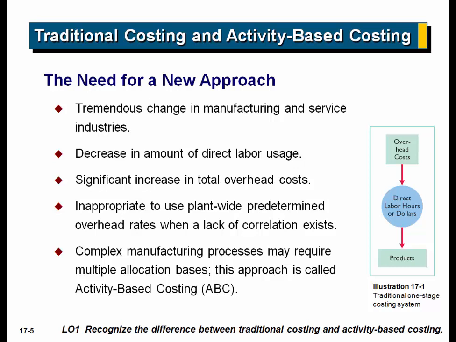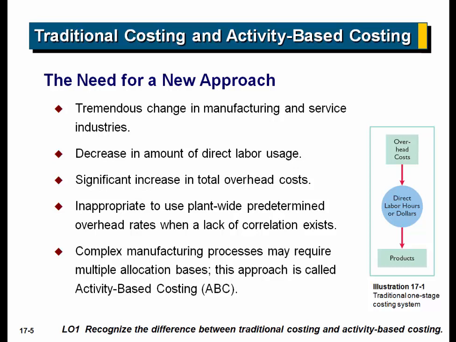There was a huge change in manufacturing and service companies from the early 1900s until the mid-80s, when activity-based costing came about. What really happened is we moved from a labor-based society to a machine-based society in production. So we had a huge decrease in direct labor and a huge increase in overhead, machines and all the other stuff. We had an increase in overhead cost.